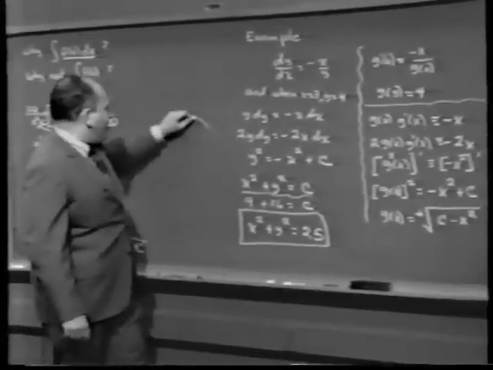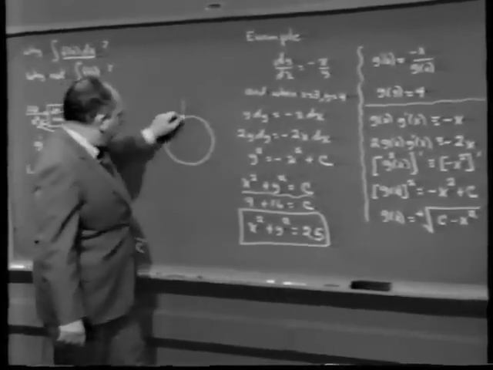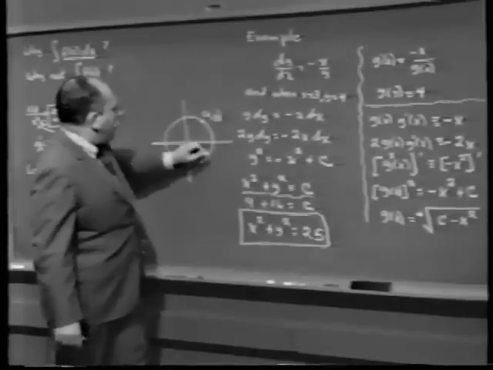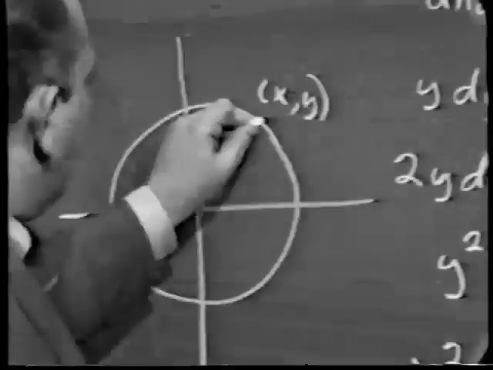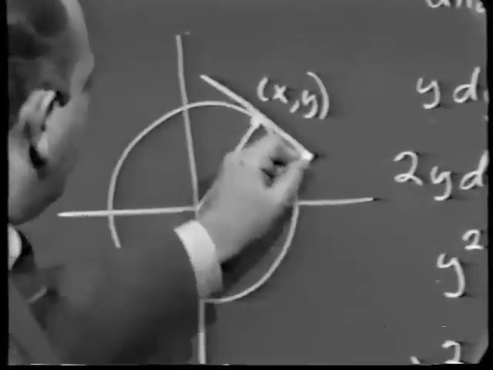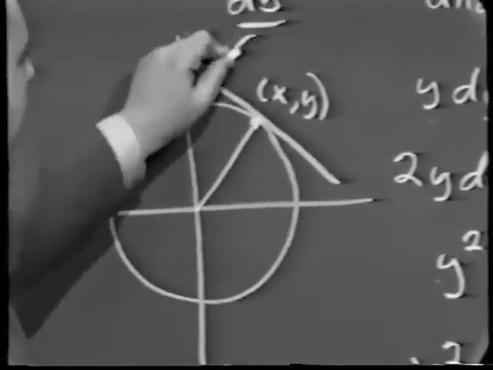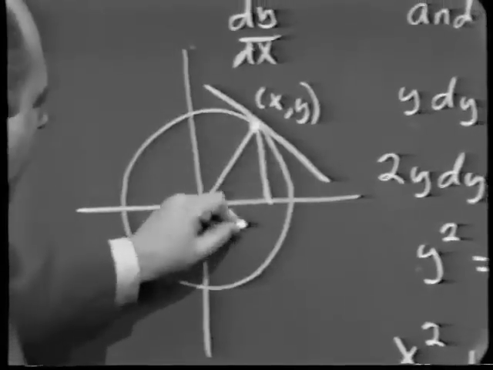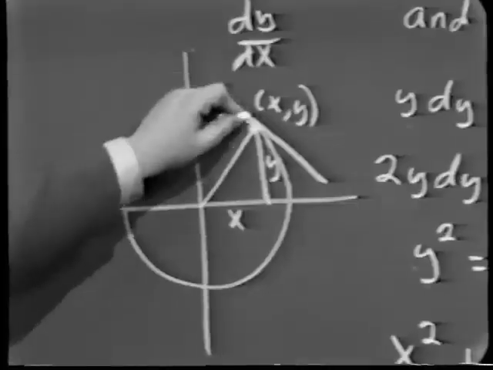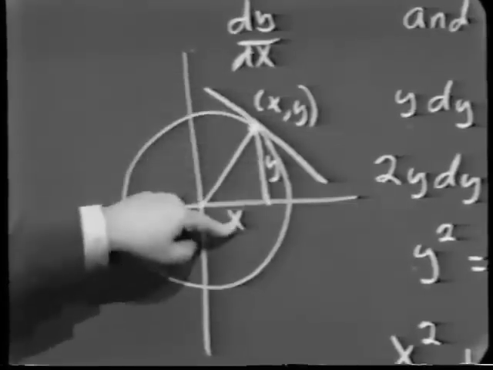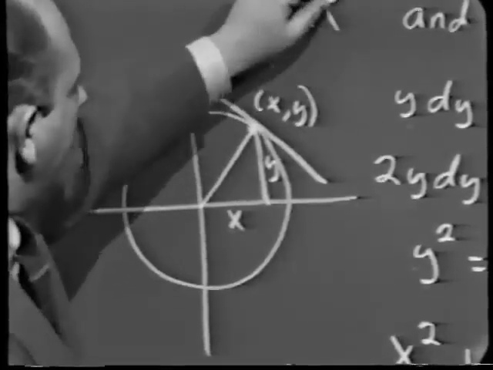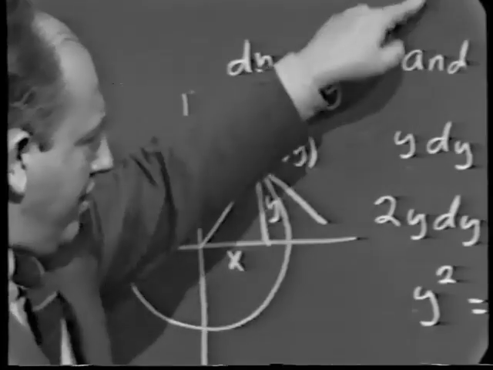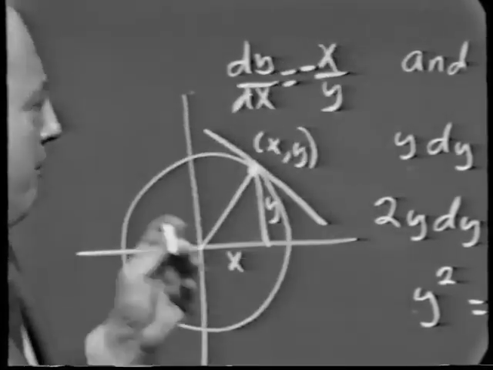And if you want to see that geometrically, let me just take a second here. Notice that for any point x, y on the circle, the tangent line to the curve, which has slope dy dx, is what? Perpendicular to the radius. Again, the radius has slope y over x, and if two lines are perpendicular, their slopes are negative reciprocals. This is this particular problem.